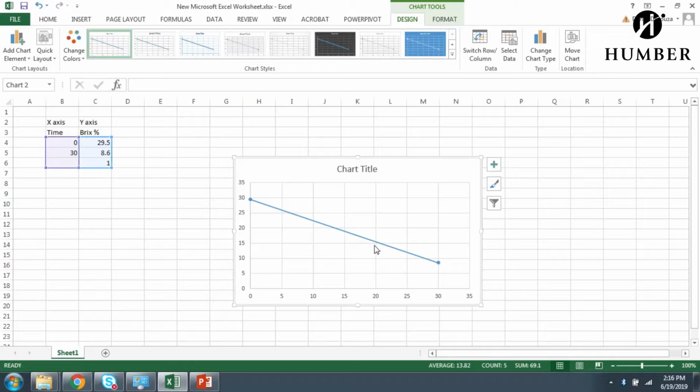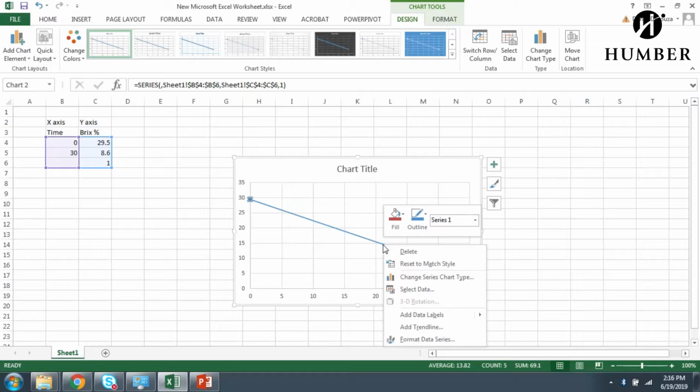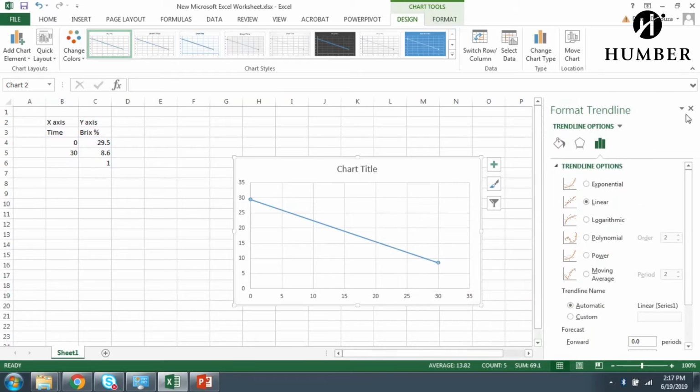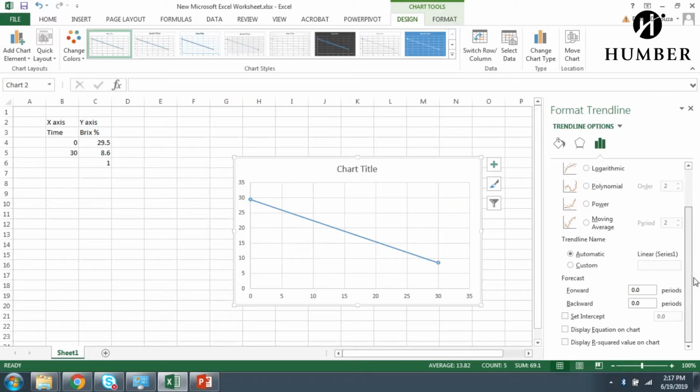All we are going to do is simply click on the curve, and you get the points highlighted. If you right click on it, you can add a trend line. A display appears to your right side, and just scroll down and click on display equation on chart. If you want, you can display the R-squared value as well.